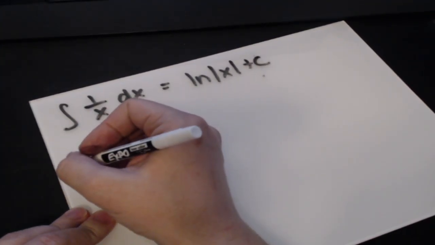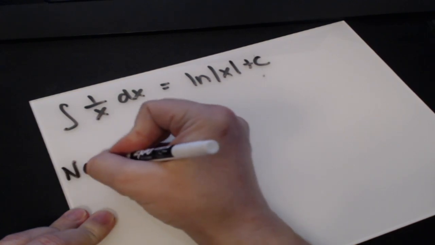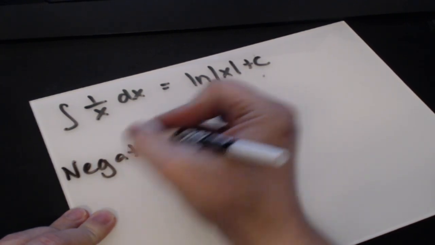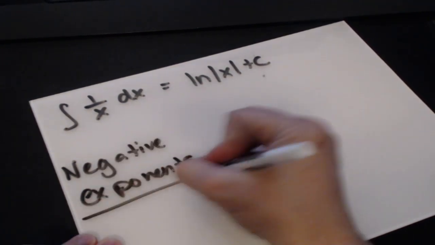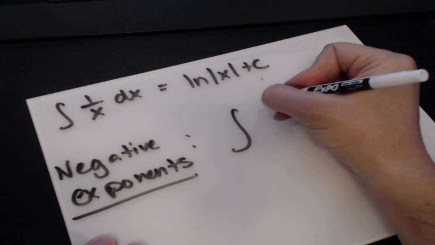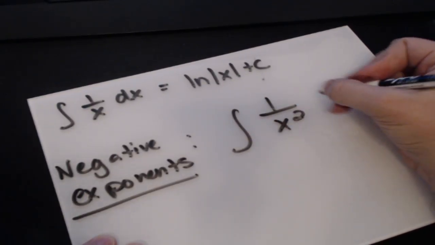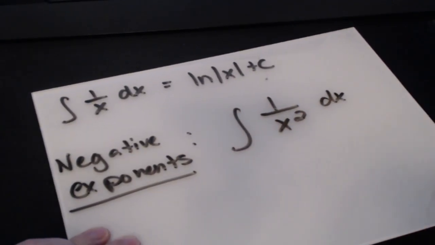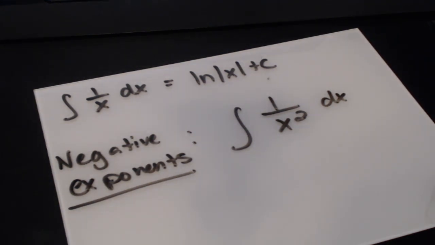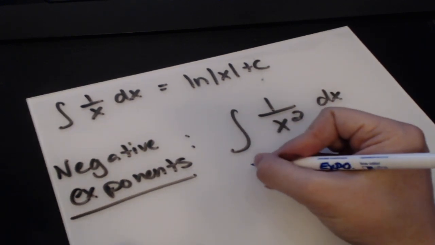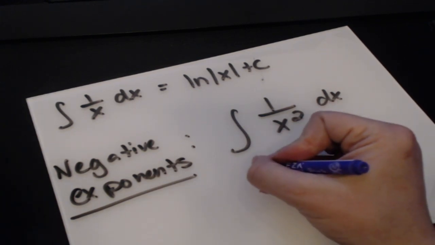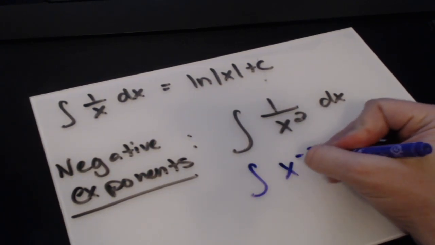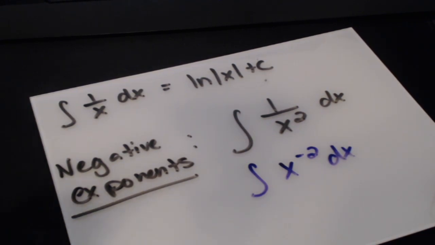But you do have another one where you deal with negative exponents. And this is important because if you have anything else, like 1 over x squared dx, you want to be able to deal with that. So if you're dealing with a negative exponent, you just bring up the negative and you rewrite it and you say, hey, the integral of x to the negative 2 dx, and then you integrate as normal.